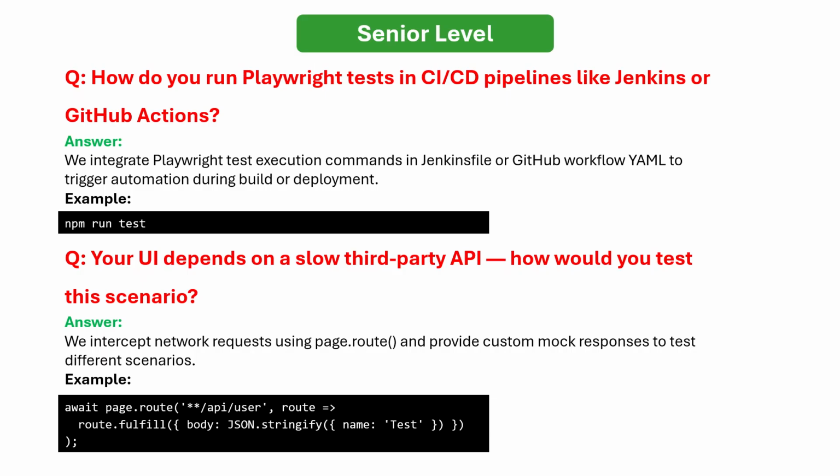Example. How do you run Playwright tests in CI/CD pipelines like Jenkins or GitHub Actions? Answer. We integrate Playwright test execution commands in the Jenkinsfile or GitHub workflow YAML to trigger automation during build or deployment. Example. npm run test.